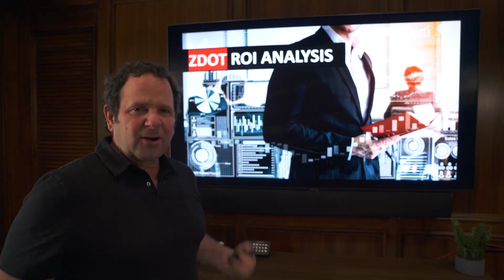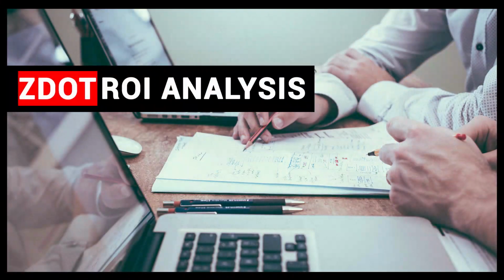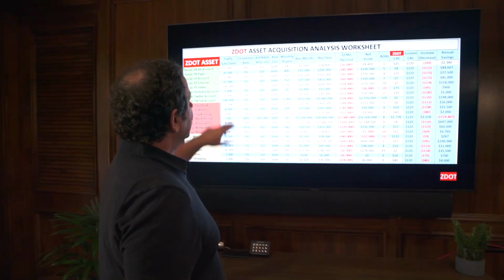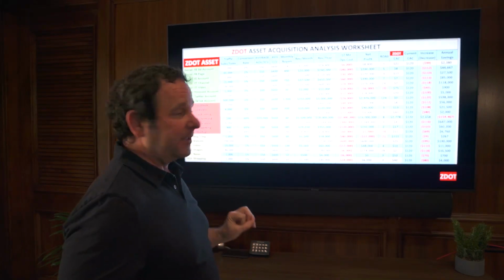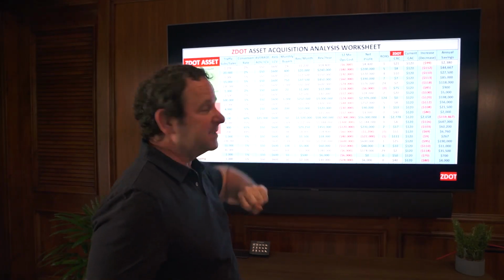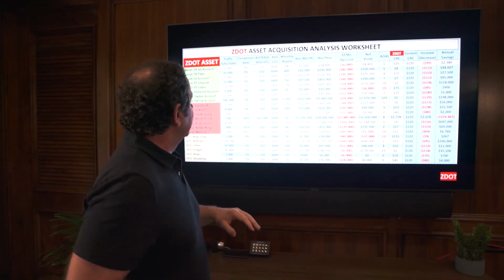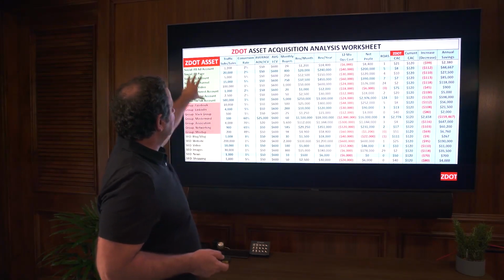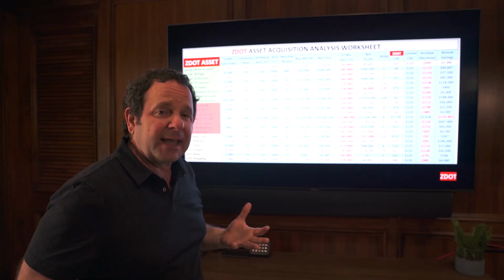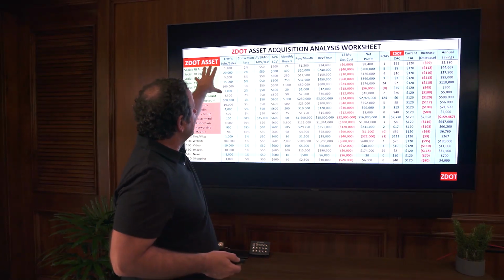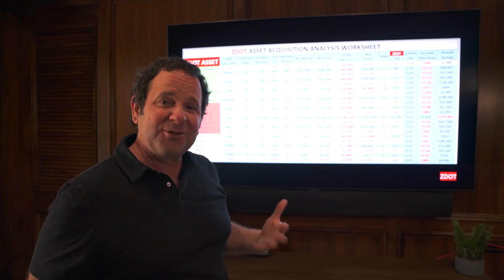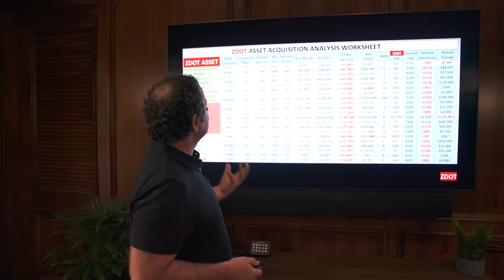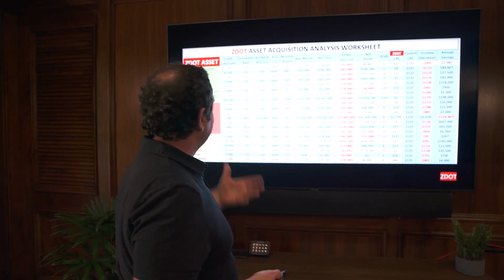We're going to talk about ROI analysis first. So ROI analysis is done using the tab on the Excel spreadsheet that is the Zdot Asset Acquisition Worksheet, okay? The Zdot Asset Acquisition Analysis Worksheet. Now what you'll see here is that we've broken out the Zdot assets into all the different categories so that you can put in the details for each of the assets that you're thinking about acquiring, and then you can run some analysis. So here are some sample numbers, some sample data for you on these different assets.